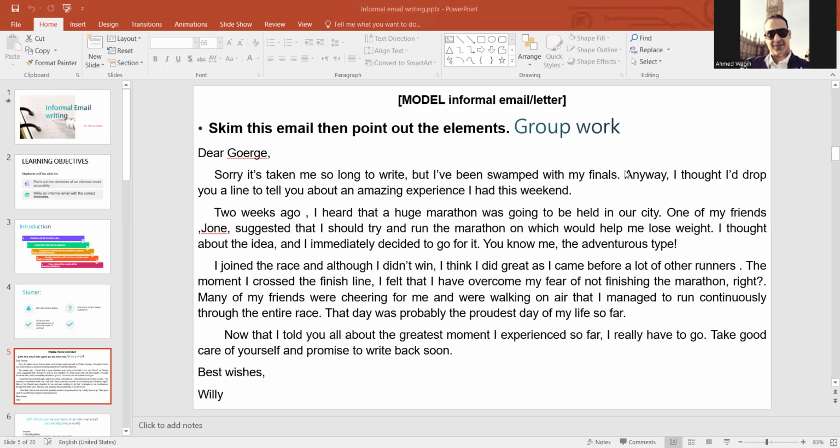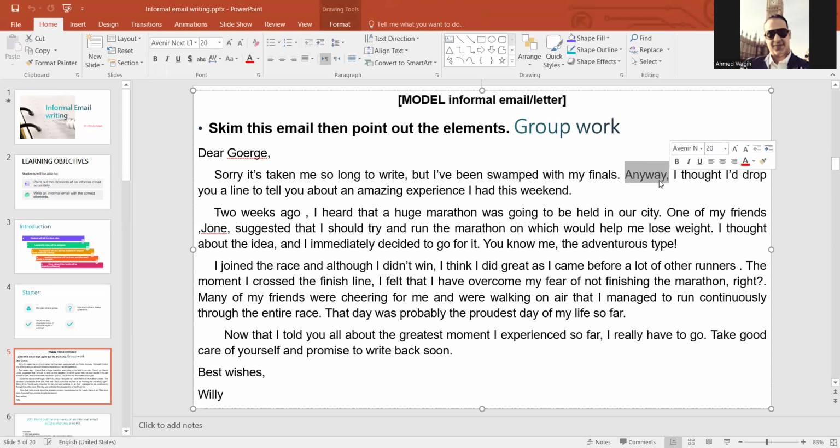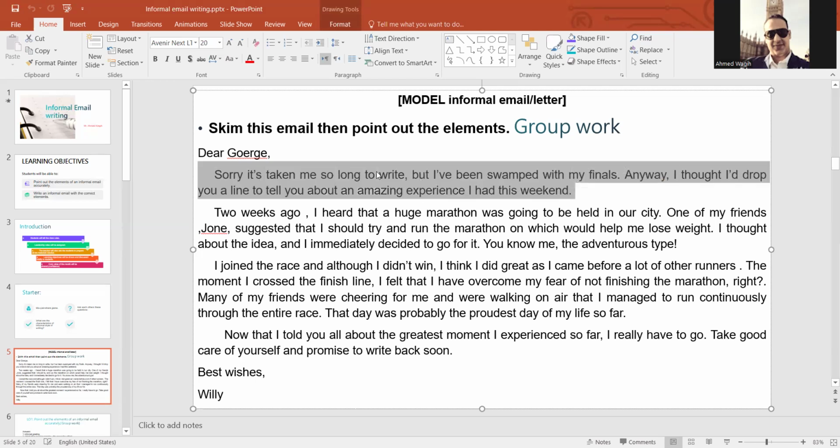Then you need the transition, like anyway. Anyway here is a transition. You're shifting to the reason for writing. Why are you writing this email? So anyway, I thought I'd drop you a line to tell you about an amazing experience I had this weekend. So this is the reason for writing this email. You want to talk about an amazing experience you had this weekend. So again, the introduction, we need two parts. You need opening remarks, then transition to the reason for writing.